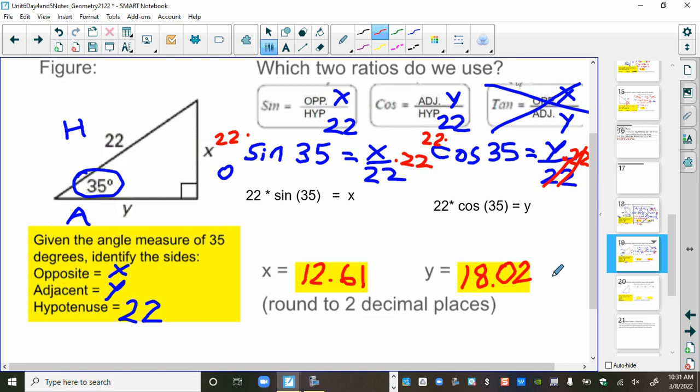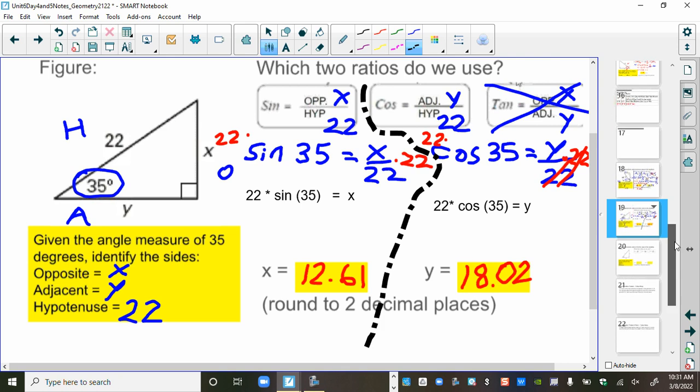Okay, that was it. Your goal is to get that proportion set up. And really, in the end, you just multiply both sides by your denominator, you're done. That's all. Questions on this one? We're going to do a couple more.